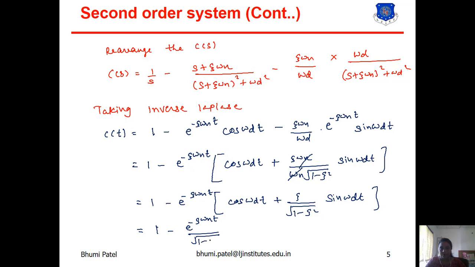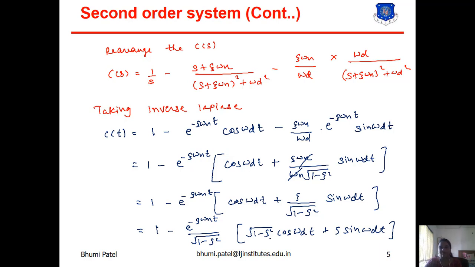Okay, so simplify this equation, we can get 1 minus e raised to minus zeta omega n t upon under root of 1 minus zeta square in bracket under root of 1 minus zeta square cos omega d t plus zeta sin omega d t. So this is the inverse Laplace form.